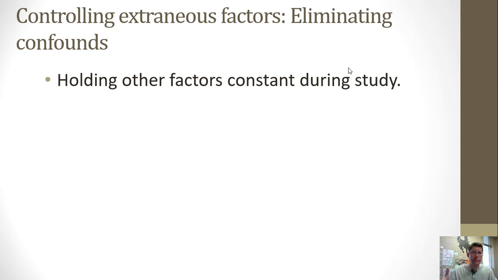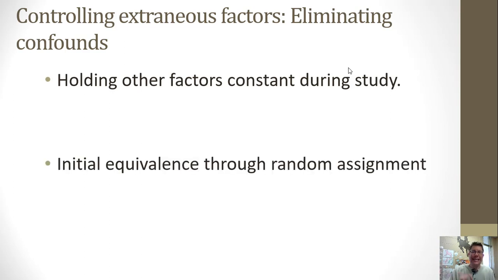What if, just by a fluke, I assigned all of the people who studied really hard for the psychology exam to the Red Bull group, and the people that didn't study as hard went to the fake Red Bull group? Okay, that would be a problem because I don't have initial equivalence. To get that initial equivalence, I need to do random assignment.